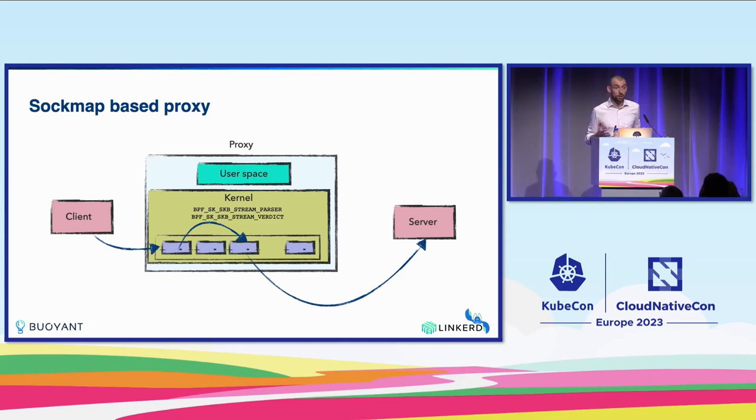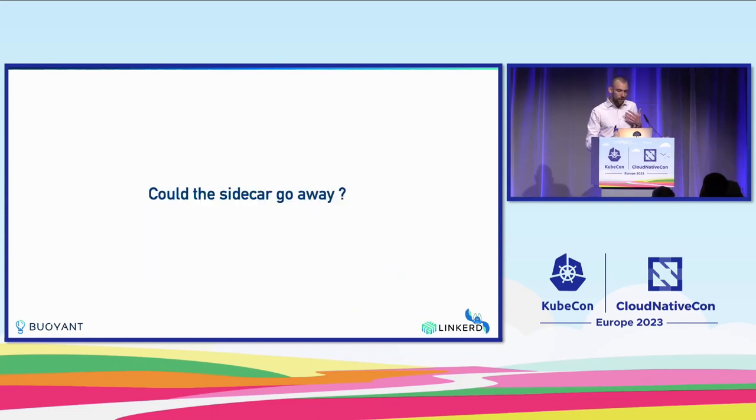Now we have this programming model that can run in the kernel, and we need to ask ourselves, could we use that to our advantage in order to make the sidecar go away? I mean, after all, that's why we're here, right? To get rid of the sidecar. Nobody wants it. So really, we need to ask ourselves this question. But before that, let's think about some of the limitations that are inherent to the eBPF programming model, for a good reason.